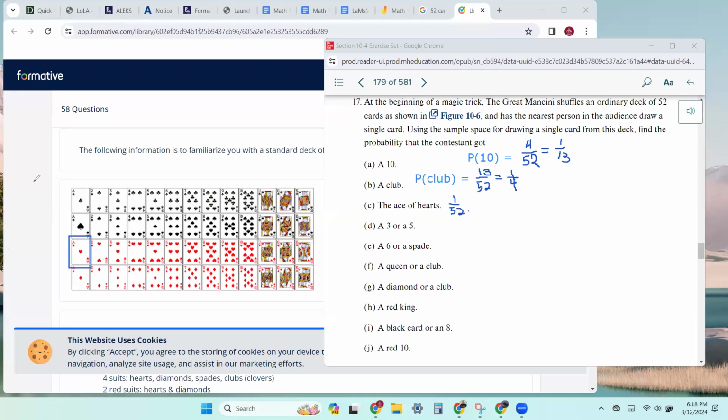All right, a three or a five? So three or five. So here's the fives. And here's the threes. So it's or, so we're essentially just adding these up. So how many are those that are circled? One, two, three, four. One, two, three, four. So that's 8/52. Which is 4/26 or 2/13.